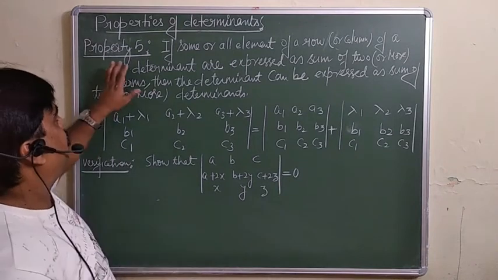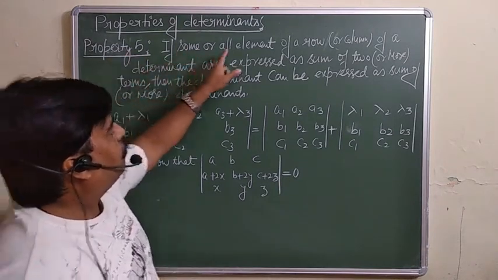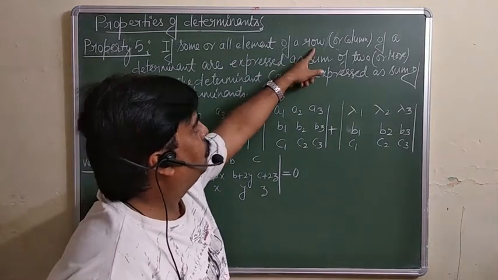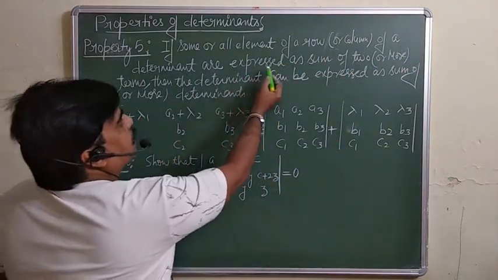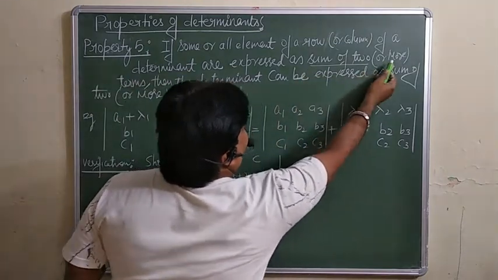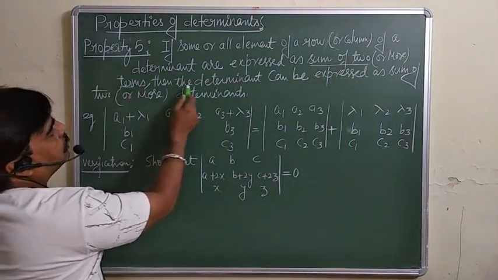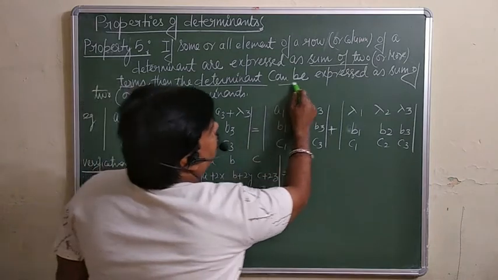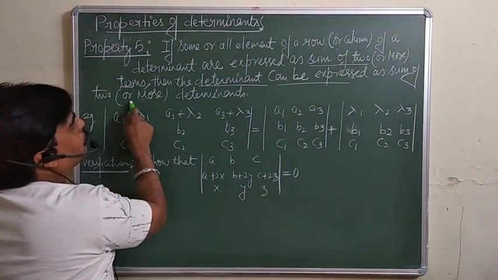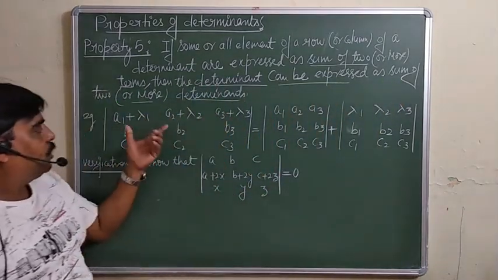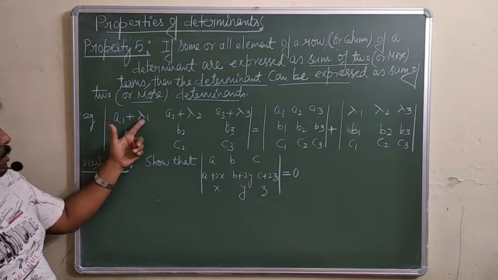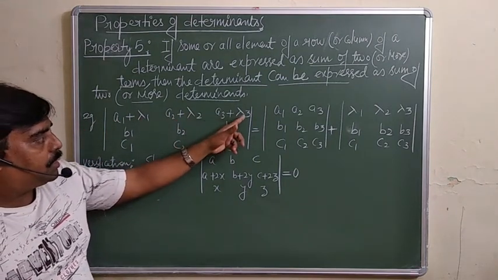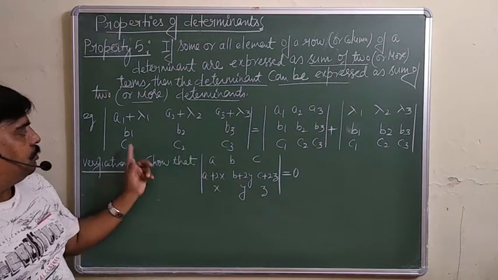Yes, now property five is: if some or all elements of a row or column of a determinant are expressed as the sum of two or more terms, then the determinant can be expressed as the sum of two or more determinants. What exactly are we saying? Suppose your determinant is given like a1 plus lambda 1, a2 plus lambda 2, a3 plus lambda 3, b1, b2, b3, c1, c2, c3.